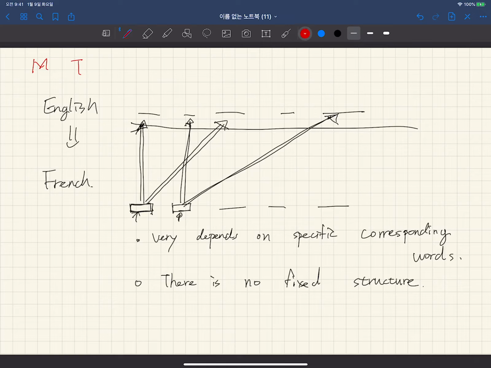Sometimes the first word very much depends on the first word of the English sentence. Sometimes the first word very much depends on the third word of the English sentence. Sometimes this position depends on this, but sometimes this position depends on this. There is no fixed correlation. It depends on the sentence, it depends on location and so on. It depends on the input and on the output. It's very case by case.